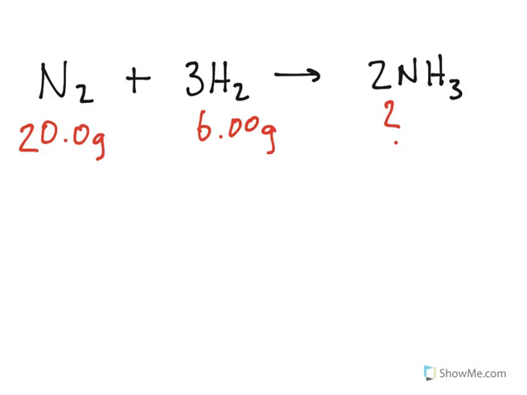Okay, so one more situation, still the same equation. This time we have 20 grams of nitrogen reacting with 6 grams of hydrogen to produce an unknown volume of NH3, or an unknown mass of NH3 rather. We want mass this time. We have to figure out which one of these reactants is going to run out first.